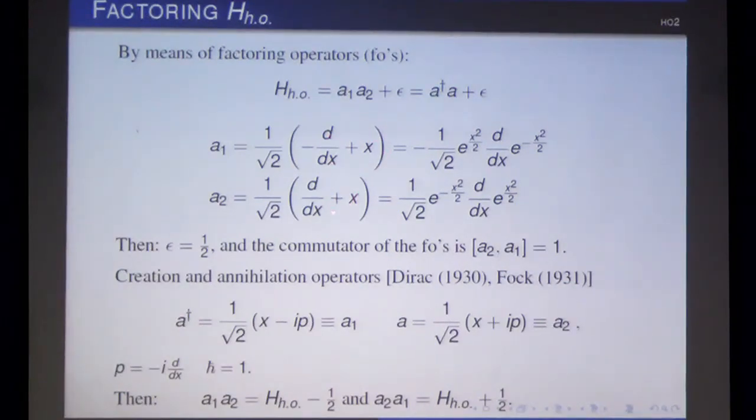These two factoring operators occurred in the literature already in 1930, in the first book on quantum mechanics by Dirac, and in 1931, in the second book on quantum mechanics by Fock in St. Petersburg, again in Russia. The first is called Principles of Quantum Mechanics, and this one is called Fundamentals of Quantum Mechanics. Of course, there are already two English editions.